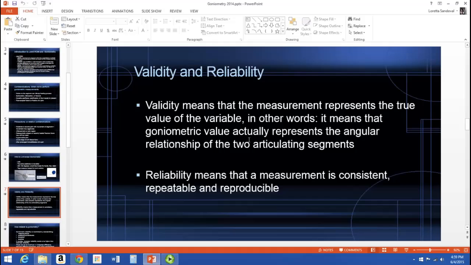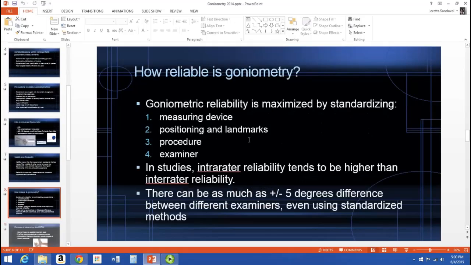So validity, a valid measurement, means that the measurement represents the true value of the variable. In other words, it means that the goniometric value actually represents the angular relationship of the two articulating segments. So what we're measuring is what actually exists, so that it's a valid measurement in that way. Reliability means that a measurement is consistent, repeatable, and reproducible. So we want to have reliable and valid measurements. So the question comes up, how reliable is goniometry?